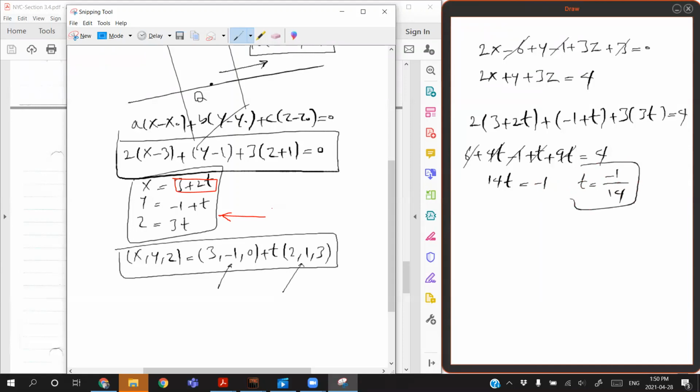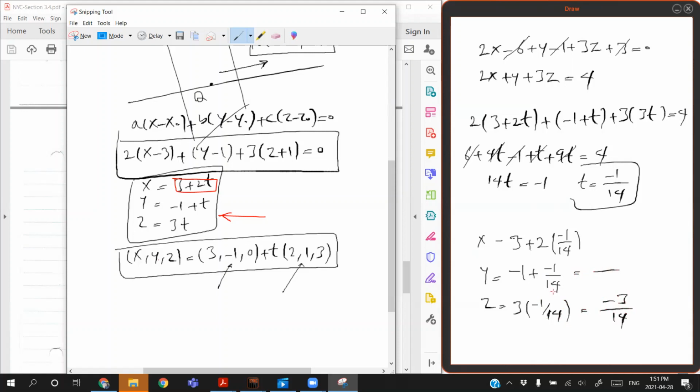Now, if I plug this t into these three equations for the line, I'll get the point that will satisfy both equations, the line and the plane. So let's do that. X is 3 plus 2t, so I replace t with minus 1 over 14. Y is negative 1 plus t, so negative 1 over 14. And z is 3 times t, so 3 times negative 1 over 14, giving me negative 3 over 14.